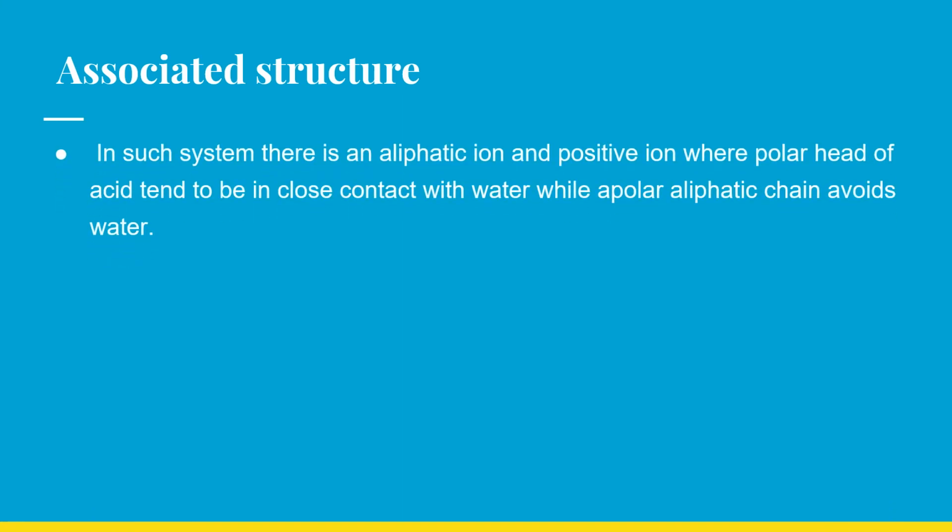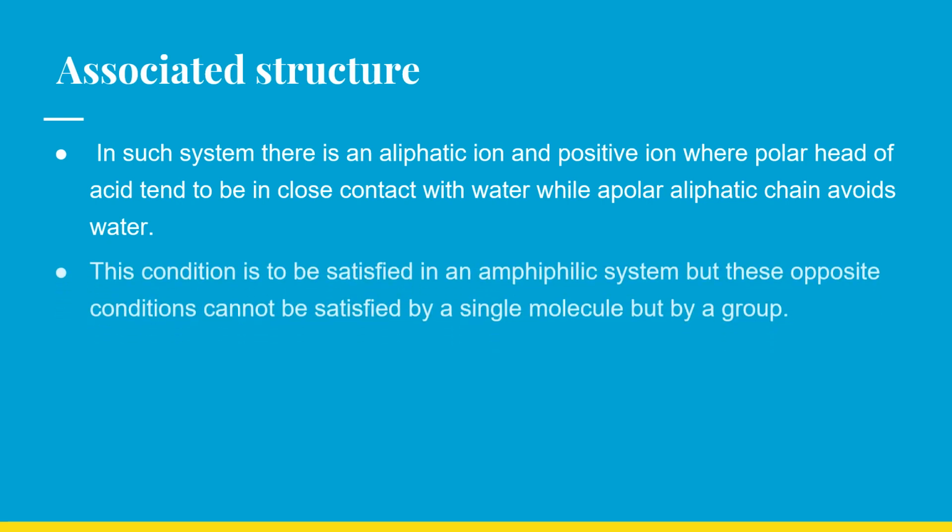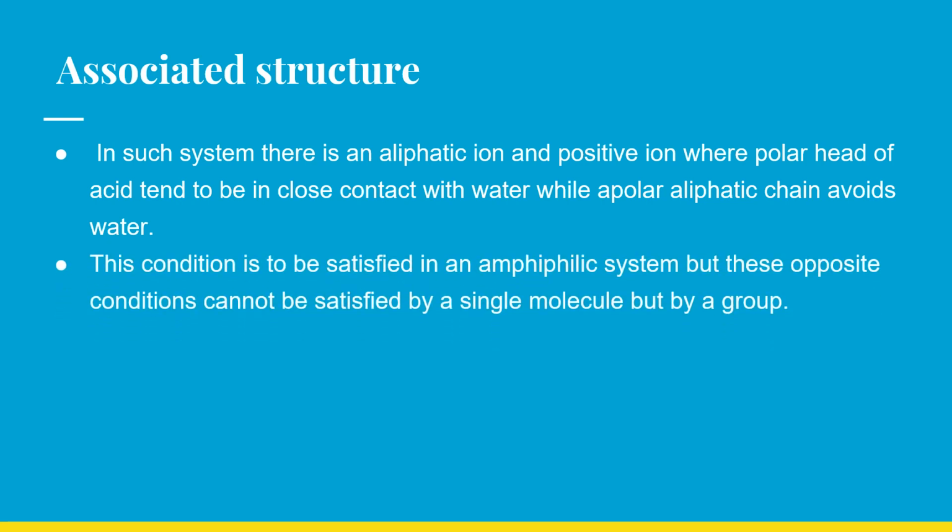Associated structures. A typical example is the soap-water system. In such a system, there is an aliphatic ion and a positive ion, where the polar head of the acid tends to be in close contact with water while the apolar aliphatic chain avoids water. This condition is to be satisfied in an amphiphilic system, but these opposite conditions cannot be satisfied by a single molecule.